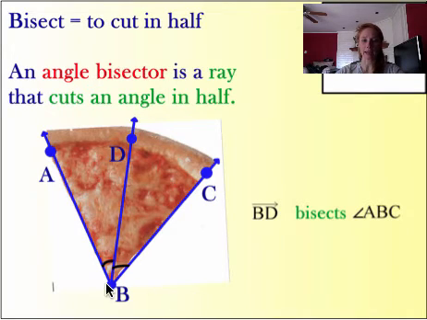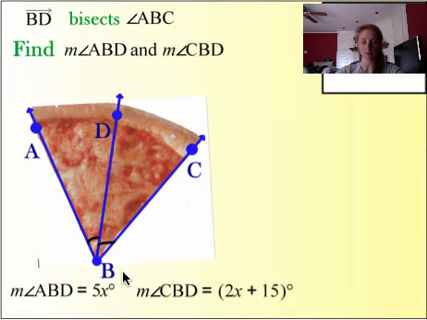Specifically, it's a ray that shares the vertex with the angle. So here's the endpoint of the ray, and it extends into the interior of the angle. In this case, ray BD bisects angle ABC. It cuts it in half, so the two smaller angles that are formed are congruent. Okay, so let's solve a problem using the idea of an angle bisector. In this problem, we still know that ray BD bisects angle ABC.